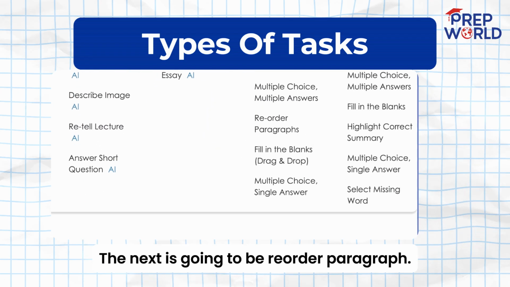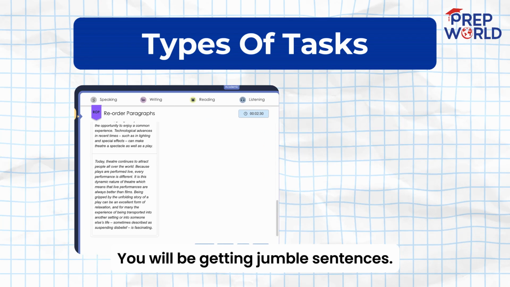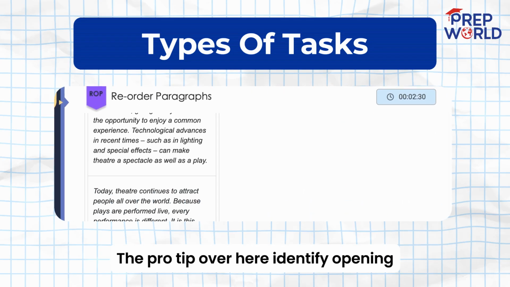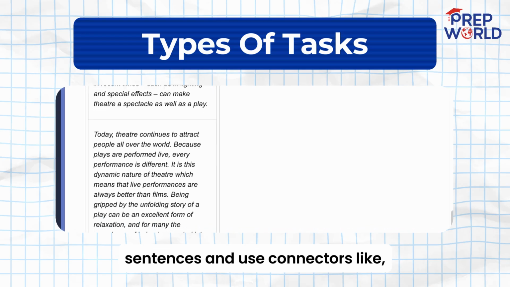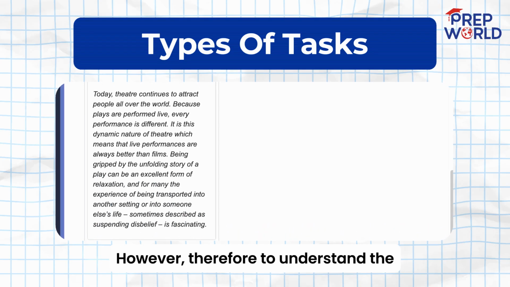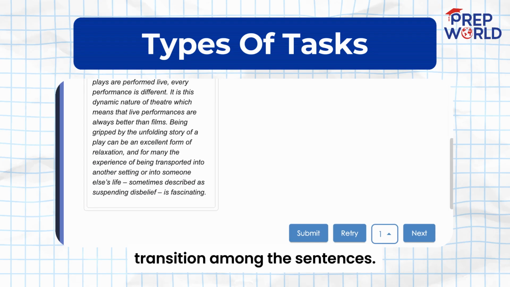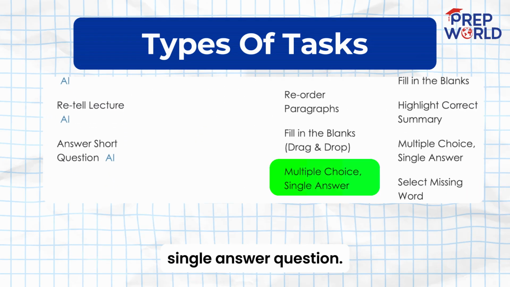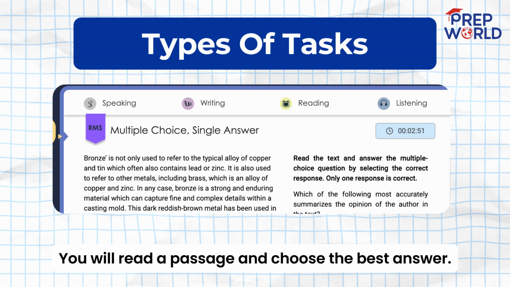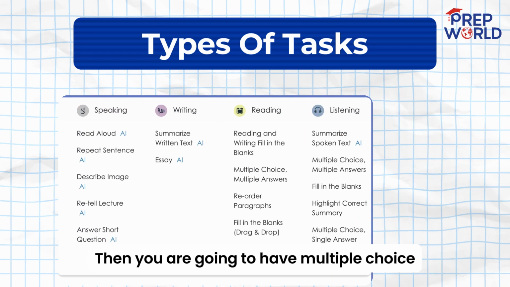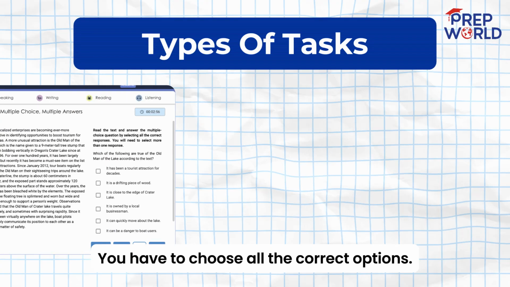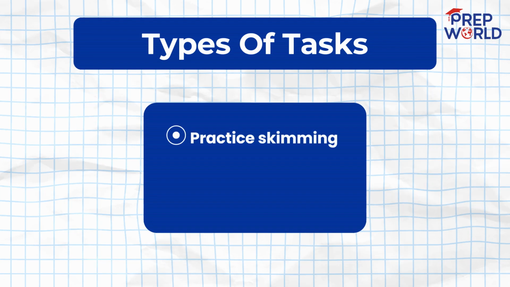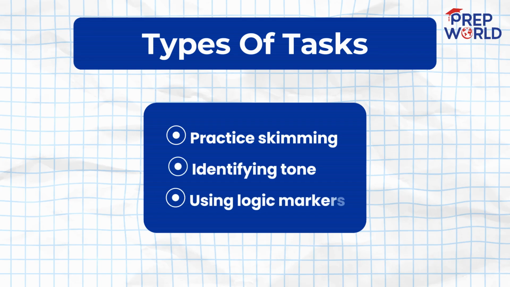The next is going to be reorder paragraph. You will be getting jumbled sentences. You have to arrange the sentences in a logical order. The pro tip over here: identify opening sentences and use connectors like however, therefore to understand the transition among the sentences. The next is going to be your multiple choice, single answer question. You will read a passage and choose the best answer. Then you are going to have multiple choice, multiple answer questions. You have to choose all the correct options. Now pro tip over here is practice skimming, identifying tone and use logical markers.